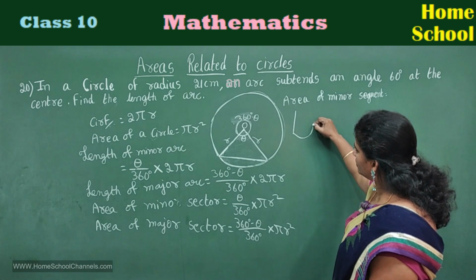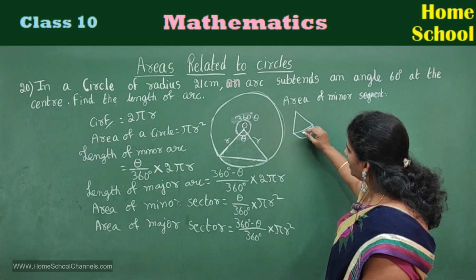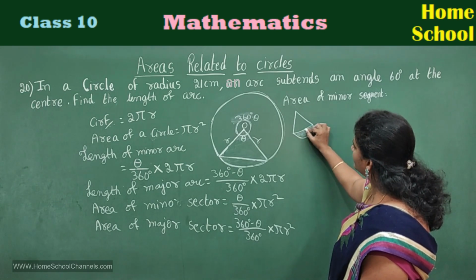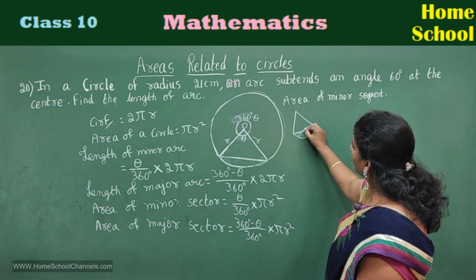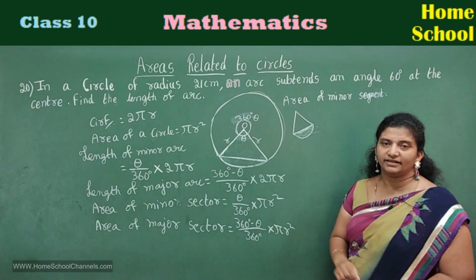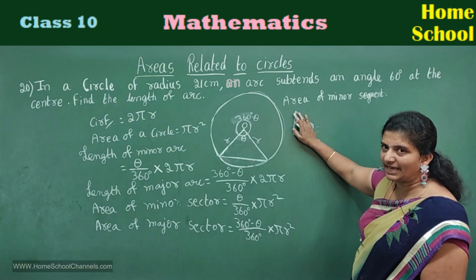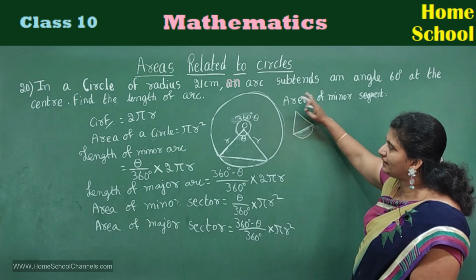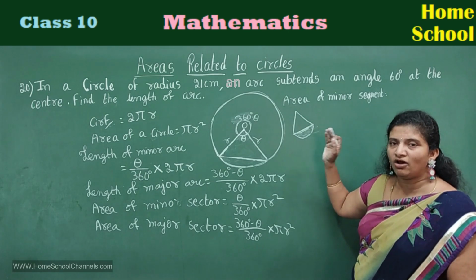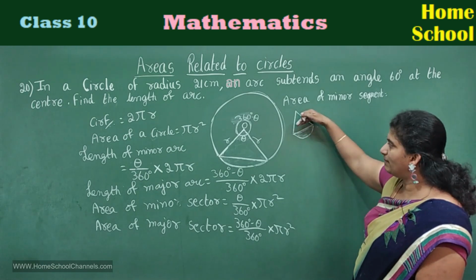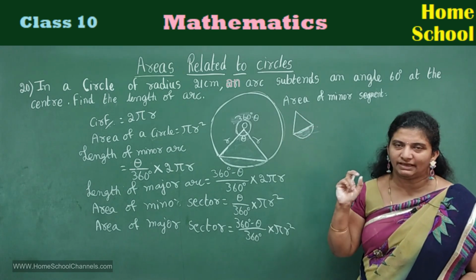Look here. What is this? This is a sector. This is a chord. I need this area. If I need this minor segment area, how can I get this? Observe carefully. From the area of a minor sector, subtract the triangle. You can see a triangle there, right? Area of minor sector minus area of a triangle will give you the minor segment area.